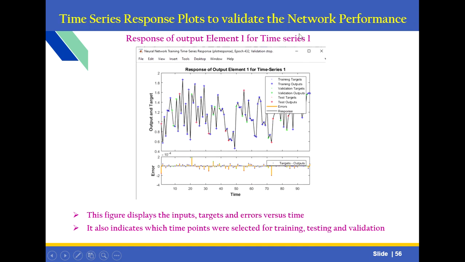Then the time series response plot to validate the network performance. This is another plot available under the training panel. Response of output element 1 for the time series problem. This figure displays the inputs, targets and errors versus time. It also indicates which time points were selected for training, testing and validation. The legends show the training targets, training outputs, validation targets, validation outputs, test targets, test outputs, and also the errors versus your responses.